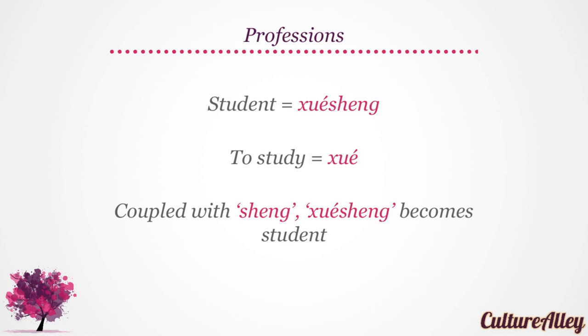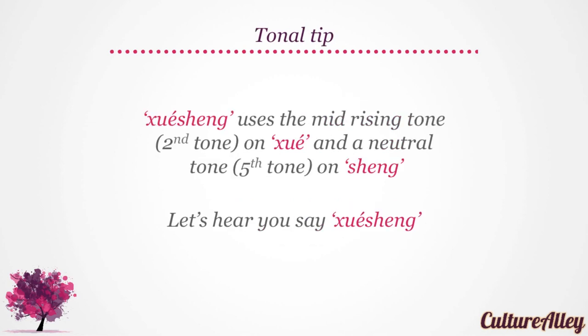Now, let's learn the tones for this word. 学生 uses the mid-rising tone on 学 and a neutral tone on 生. Let's hear you say 学生. Once again, it's 学生. Great! Let's move on to the next profession.